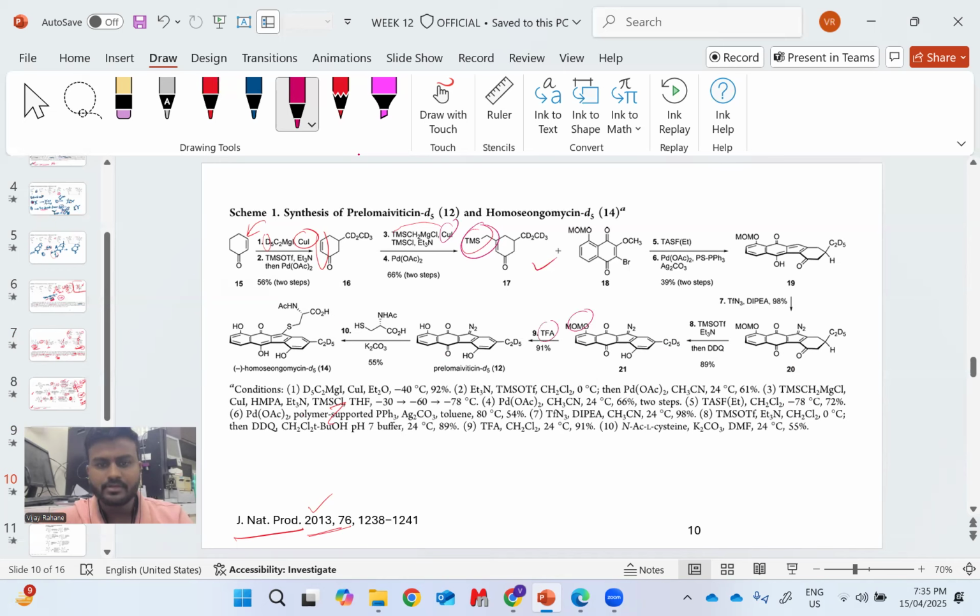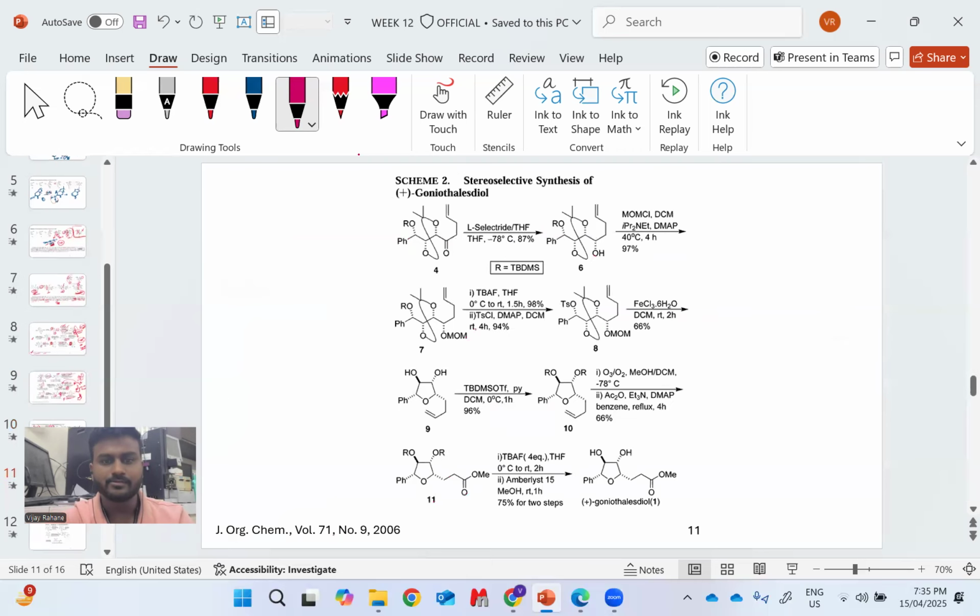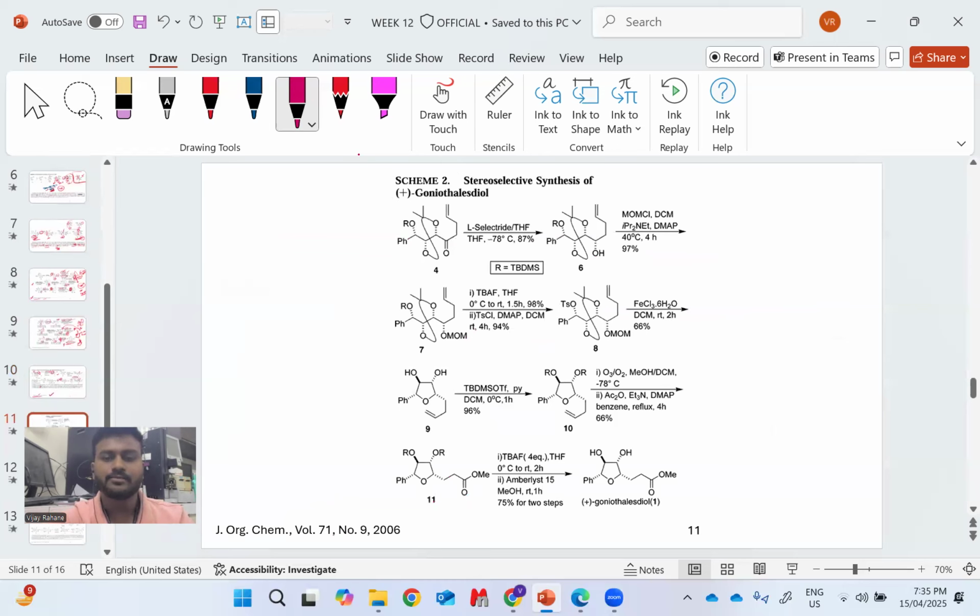Here is the addition of TFA to deprotect this MOM group, sorry, this MOM protection. So you can look at this one. Also the TfN3 that we've seen earlier, how this TfN3 attacks here, and in a similar manner this group is attached. So you can refer to this paper for a better understanding of the multiple steps involved in this reaction. Again, here I have mentioned particularly the example of stereoselective reduction. So here you can see compound 4 is stereoselectively reduced using L-selectride.